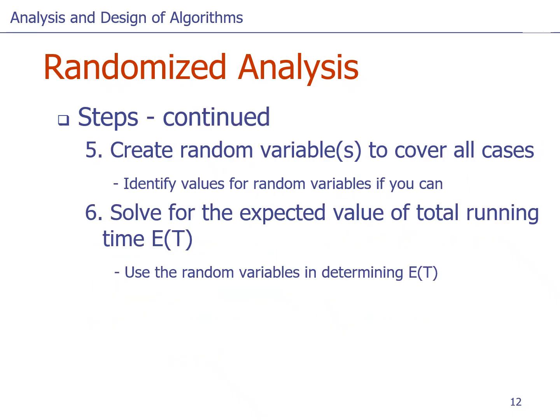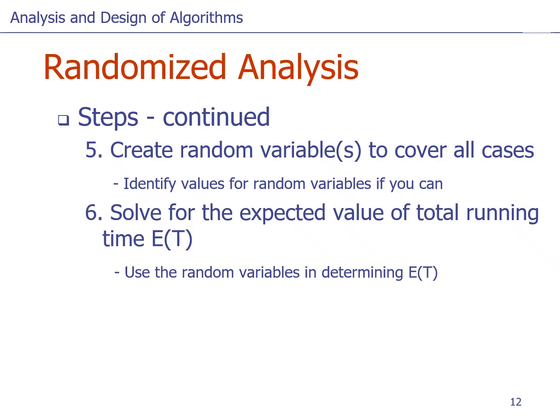Now, the fifth step is we're going to create random variables. This is very important in randomized analysis. You have to work with random variables. You can't work with regular variables. So you have to create random variables, and the important thing is to try to cover all the cases. All the cases means any variation you have in the code that might or might not exist should be represented as some kind of random variable. And when you identify or create your random variables, you have to identify the values that this random variable will take.